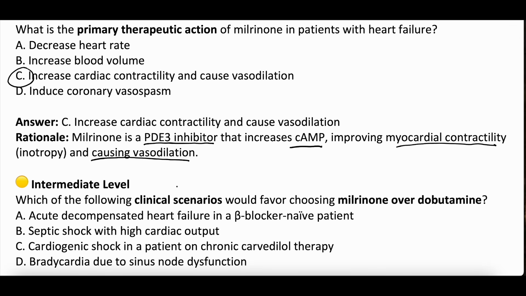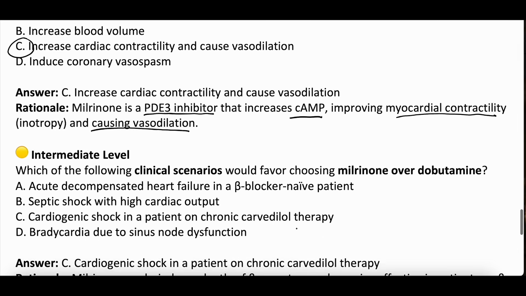A, acute decompensated heart failure in a beta blocker naive patient. B, septic shock with a high cardiac output. C, cardiogenic shock in a patient on chronic carvedilol therapy. Or D, bradycardia due to sinus node dysfunction. Pause here and then we'll go into the answer if you'd like.